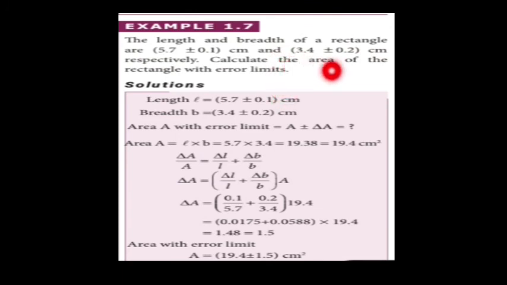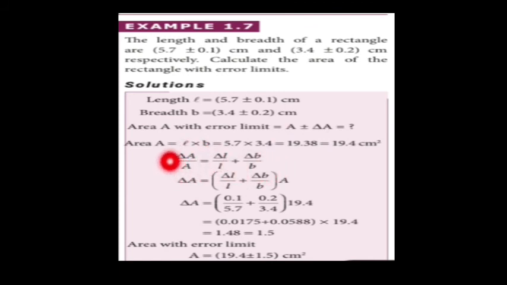Calculate the area of the rectangle with the error limit. You know the formula for area, that is L into B is the area of the rectangle. So just substitute that value. Area with the error limit, what is that? A plus or minus del A. What is A? A is equal to L into B. What is del A? del A by A is equal to del L by L plus del B by B. It is the formula.